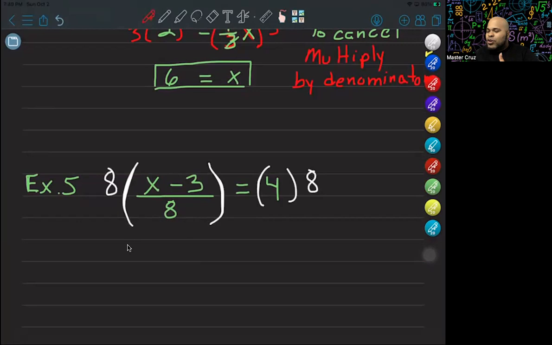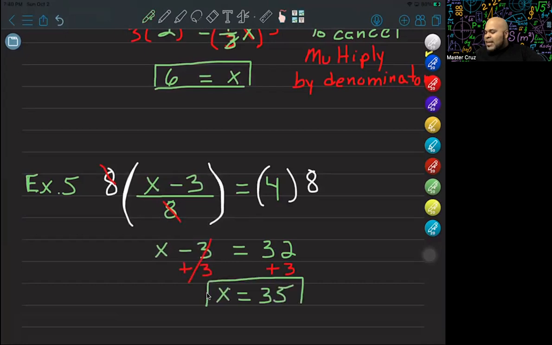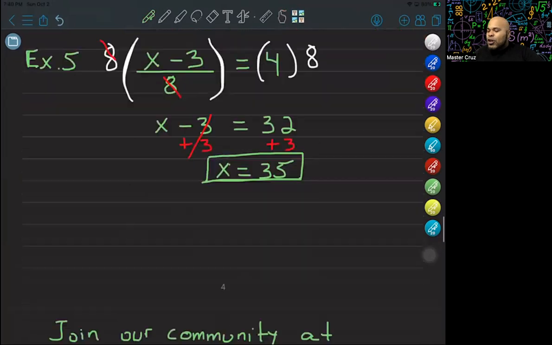All right. But you don't actually distribute the 8. You cancel the 8, because that's why you multiply by it. And you just have the numerator, x minus 3, equals 4 times 8, which is 32. Hey, it's a one-step equation. So to get the x by itself, because it's not by itself, it's being subtracted by 3, you use the inverse operation and add 3 to both sides, and you get that x equals 35. And that is the answer. So that's how you do two-step equations. I hope that this pattern helped you a lot.